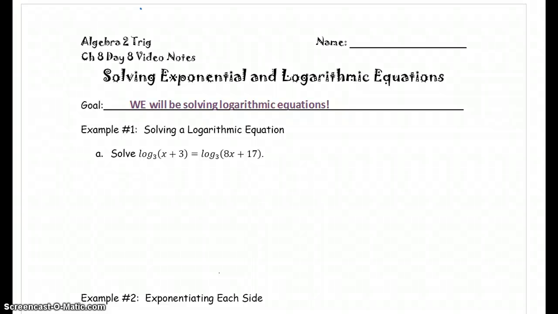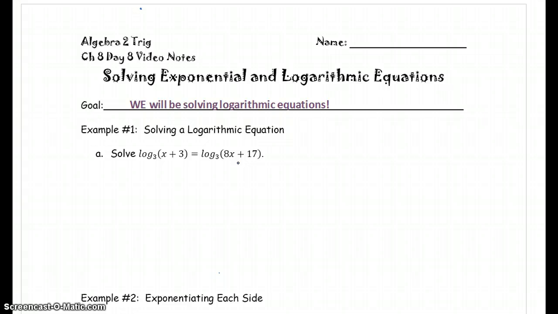Everybody, this is Mrs. Pagan, and in today's lesson, our goal is to solve logarithmic equations, as you can see written above. Now, in example number 1, it says solve log base 3 of x plus 3 equals log base 3 of 8x plus 17. And what we want to do ultimately is get rid of the log base 3's so that way we can get x's by itself, and then it becomes a linear equation.